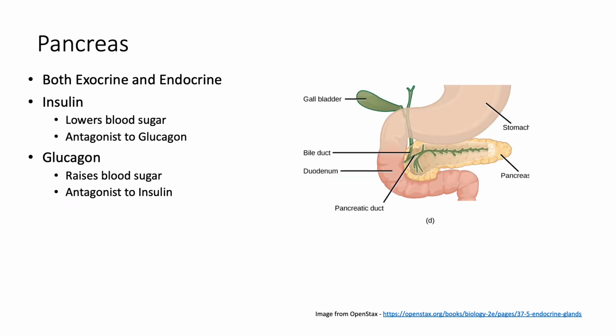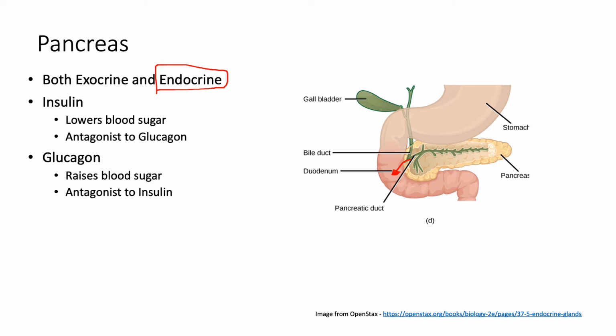Now let's talk about the pancreas. So we've already mentioned that it's both exocrine and endocrine. Exocrine because we know that it's releasing those digestive enzymes through a tube or a duct right into the small intestine, the part of the small intestine called the duodenum. But what we're focused on today is the endocrine part of the pancreas.